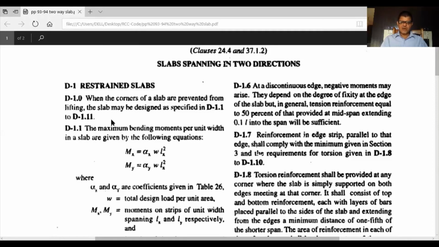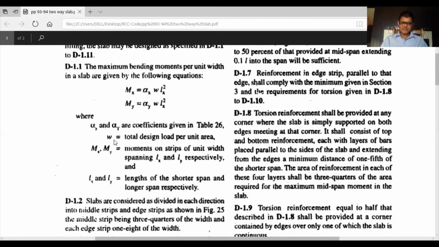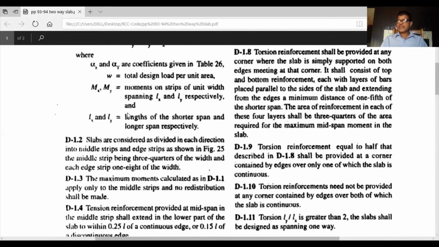Restrained slabs are those where the corners are prevented from lifting. Either it will be written in the question, corners of slabs are prevented from lifting, or restrained slab. Both are the same thing. So once you find mx, my, then you can find out area of steel. Other things will remain the same as for the one-way slab design.